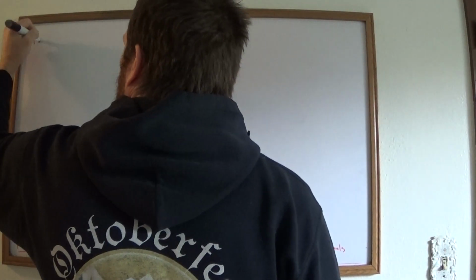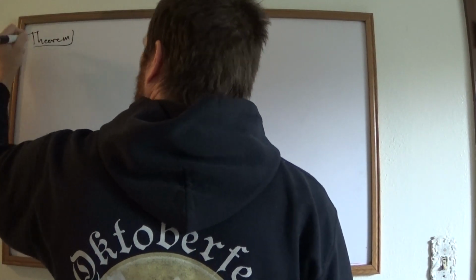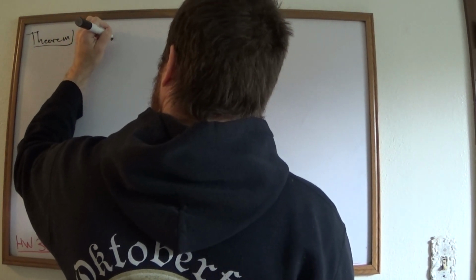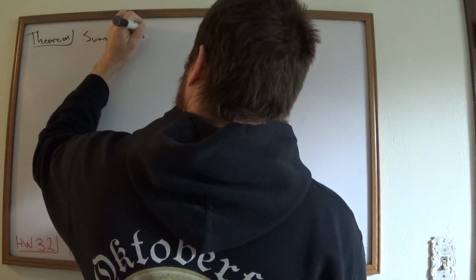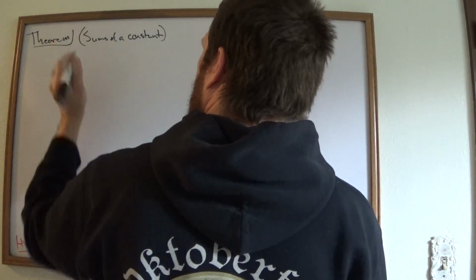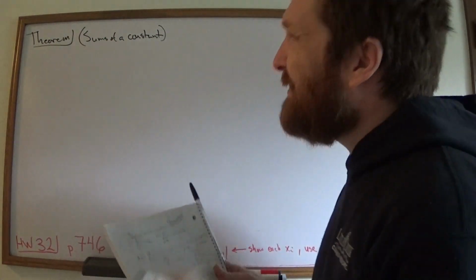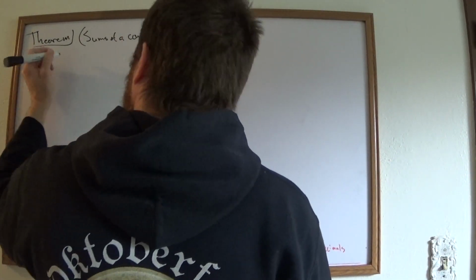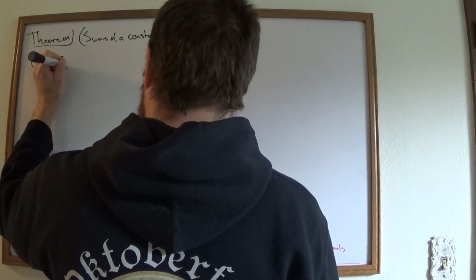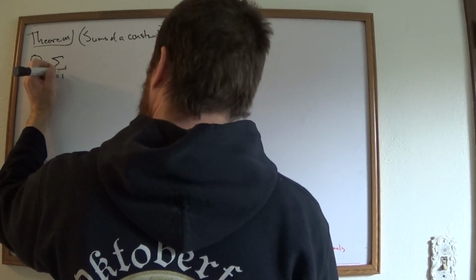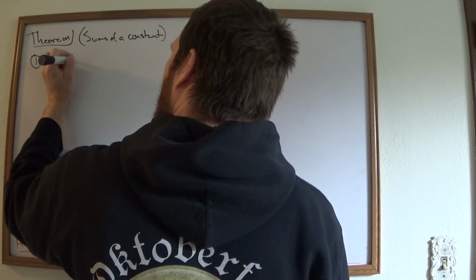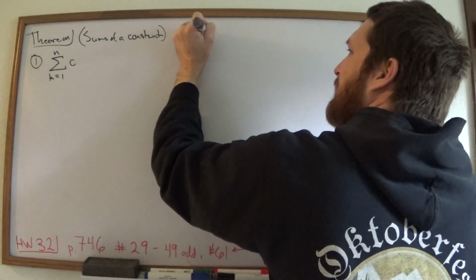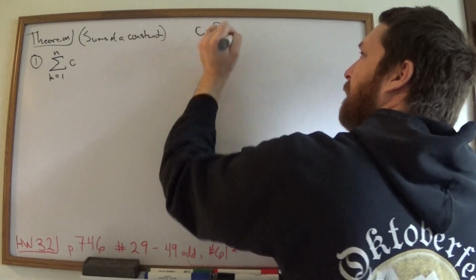So, theorem. And we're going to call this sums of a constant. So these are two theorems on the sums of a constant. The first theorem is that the sum as k goes from 1 up to n of some constant c. So let's go ahead and put this up here. C is any real number.